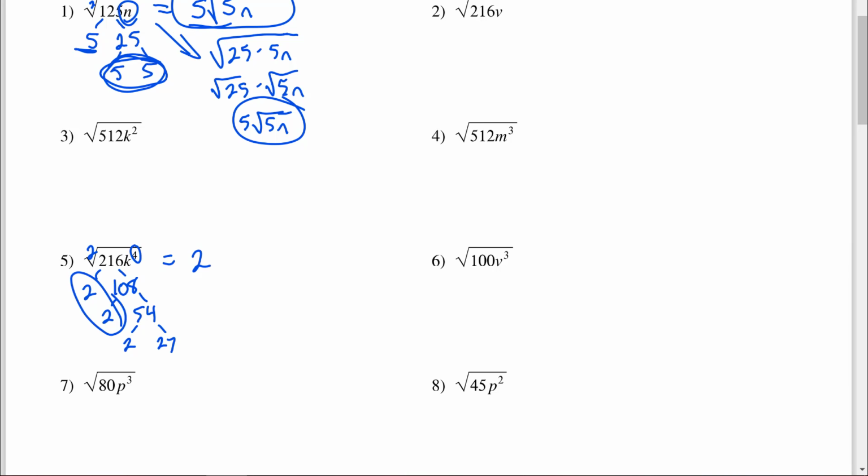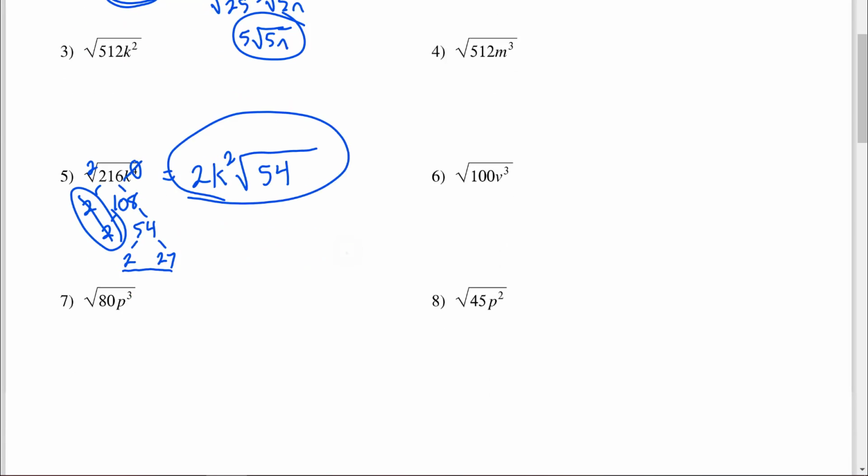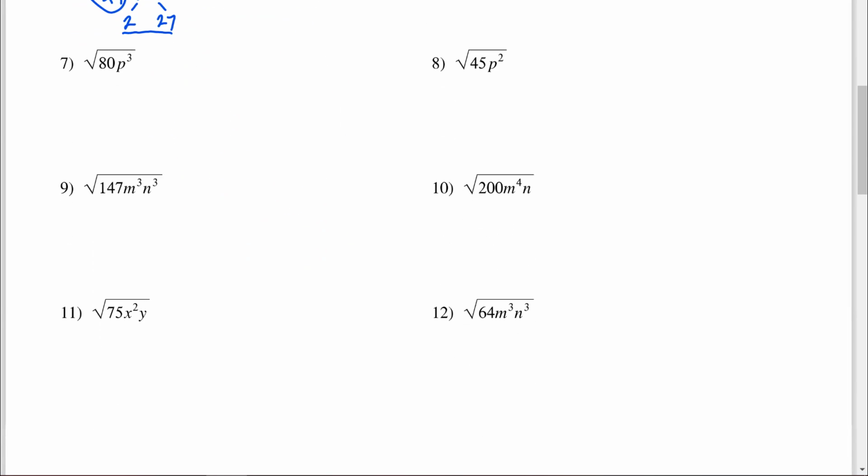When it's a square root, I'm always looking for sets of 2. How many sets of 2 can I take out of 4 k's? Well, I can make 2 sets of 2 out of 4 k's. So I can take k squared out. What's left behind? I've used up that pair of 2s. I've pulled all of my k's out. So I've got 2 and 27 left. And I multiply those together. 54 is what's left behind. Let's see if we can find a few others to work with.